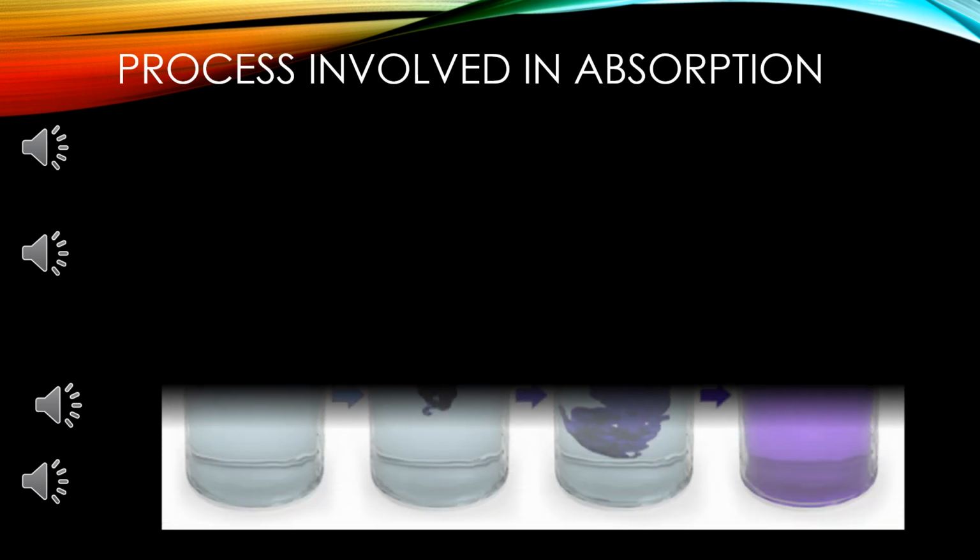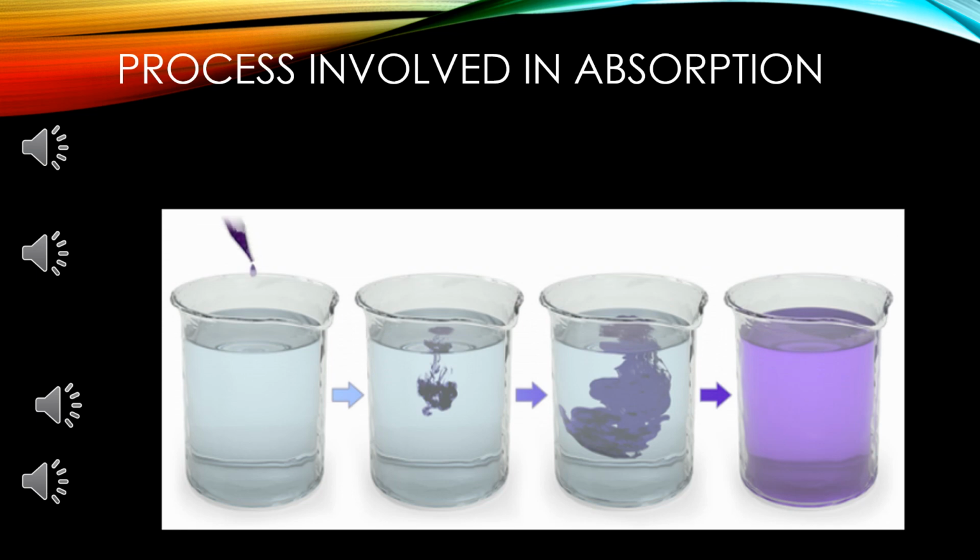First one is diffusion. It is the movement of molecules or ions from the higher region to the lower region. That means from the area where the molecules are more to the area where the molecules are less. Diffusion occurs in solids, liquids and gases.